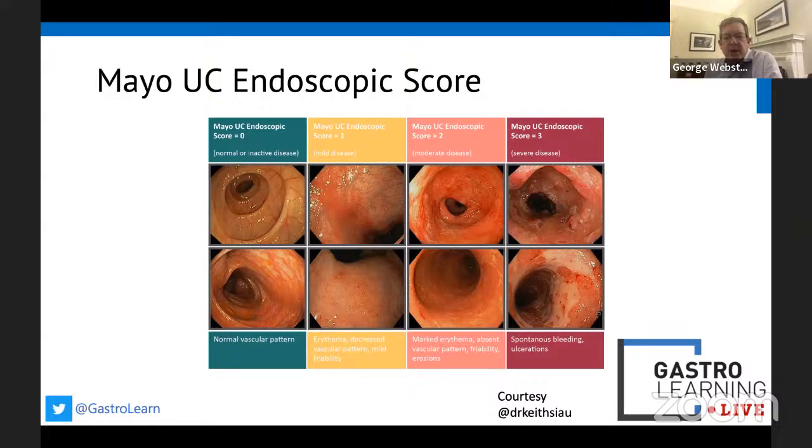Well, if the Mayo score is so brilliant, why do you guys in IBD go off and spend lovely weeks together coming up with new scoring systems? Right. And so what are they?